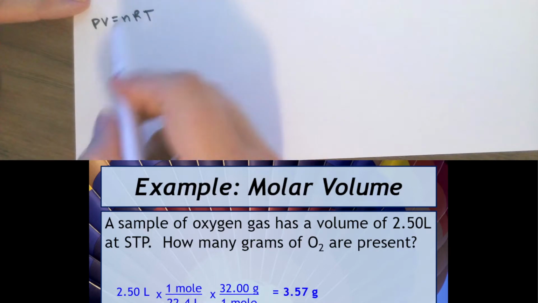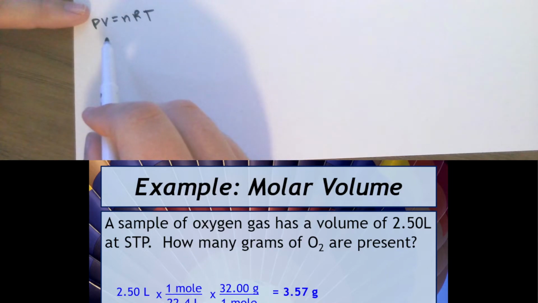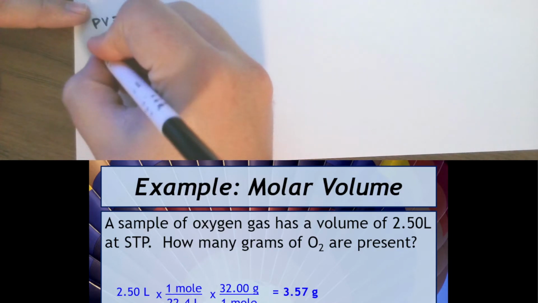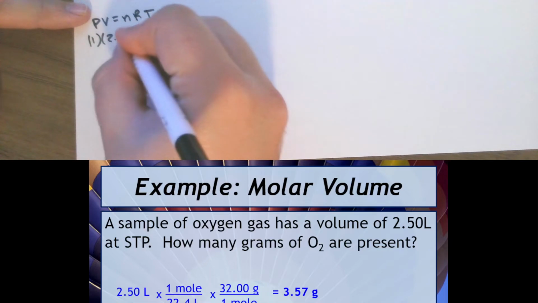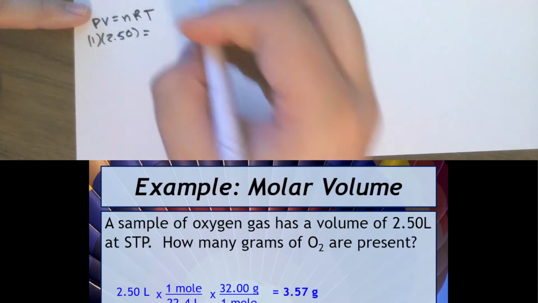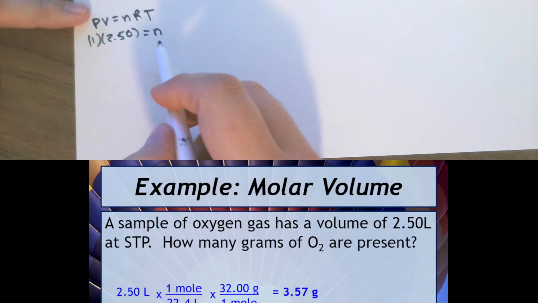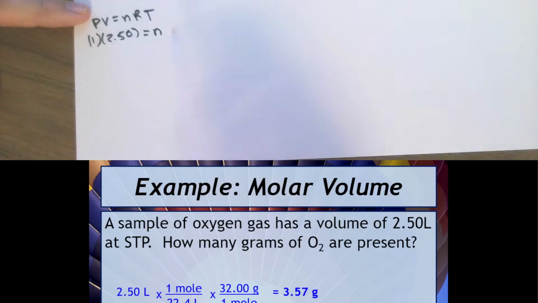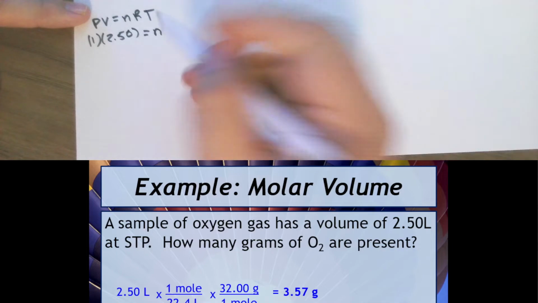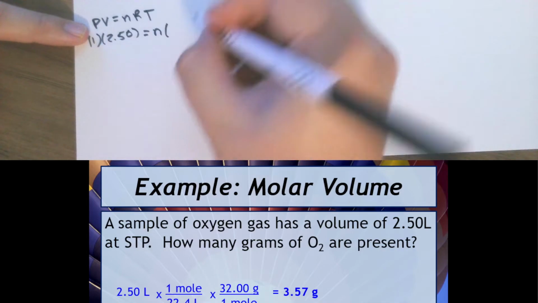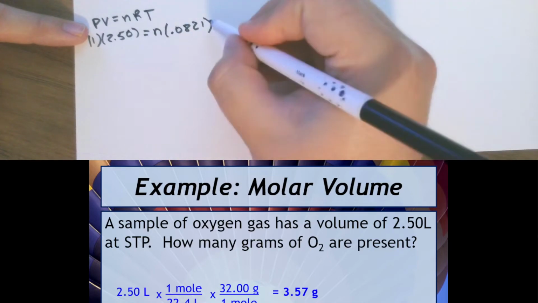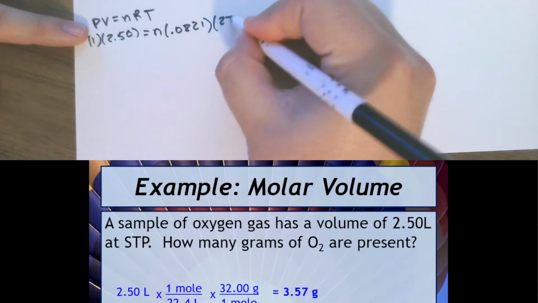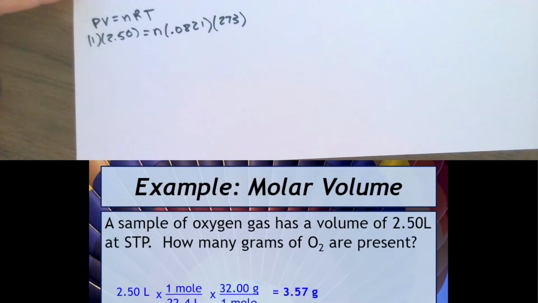So pressure and volume: it's at STP, so pressure is standard, it's just 1 ATM. Volume, it tells us, is 2.5. Number of moles of gas is unknown, so we're going to put n. The problem is looking for grams, so similar to the last problem, if I can solve for moles of gas, I can turn that into grams. R is my gas constant. I chose ATM as my pressure, so 0.0821 is my gas constant. My temperature is standard as well. It's 0 degrees Celsius, which is 273 Kelvin.